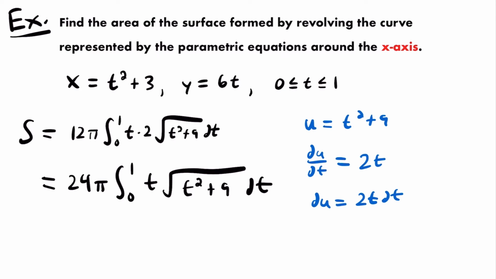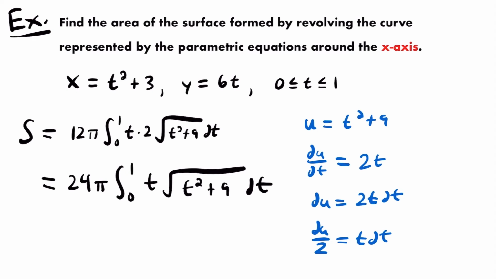Now if we solve for du by multiplying both sides by dt, we'll have that du is equal to 2t dt. And now whatever du is equal to, we need to be able to find that in our integral so that we can replace it with du to rewrite the integral in terms of u. But in this case, I don't see 2t dt, I just see t times dt. All right, and so what we can do is just divide both sides by 2, and we'll have that du divided by 2 is equal to t dt.